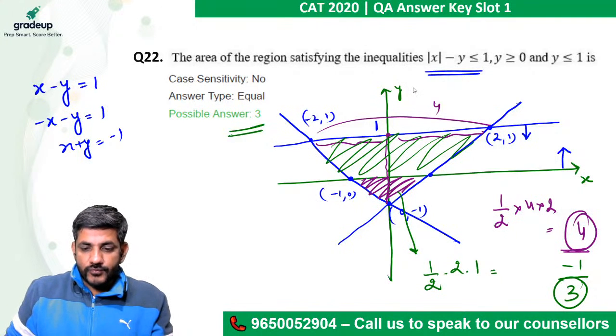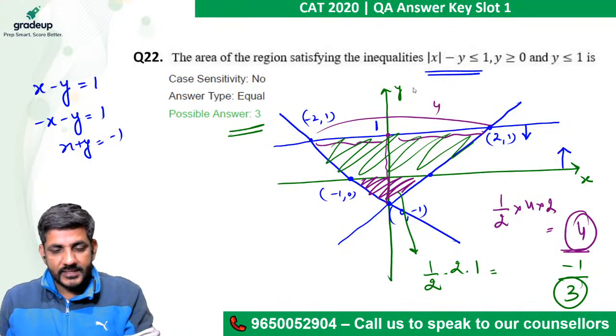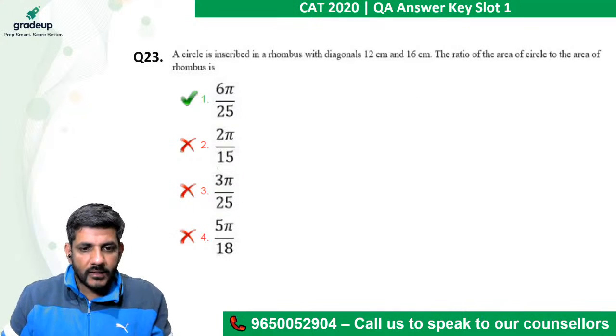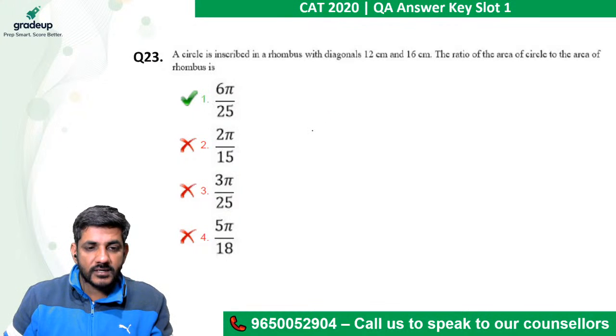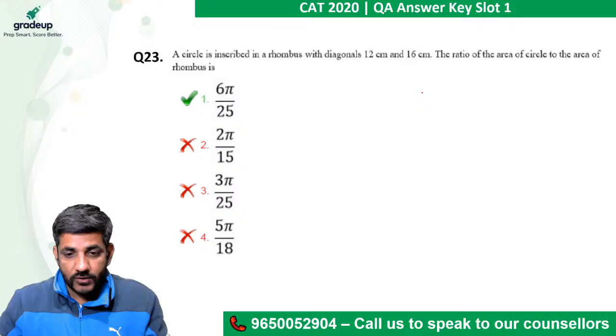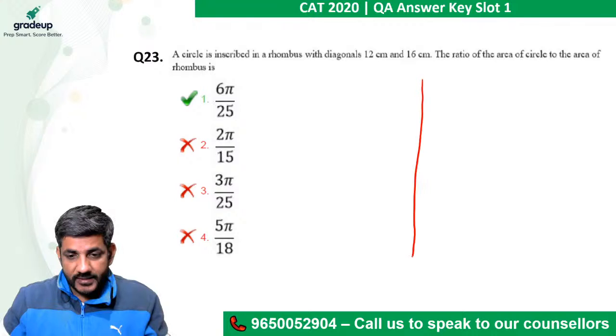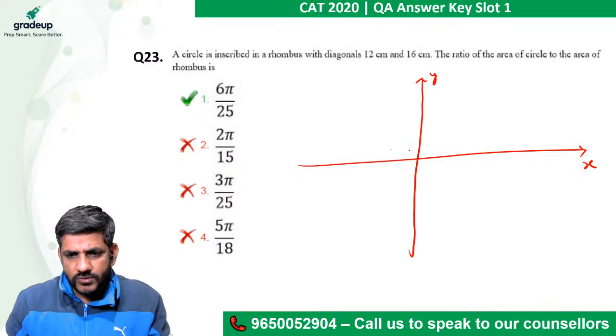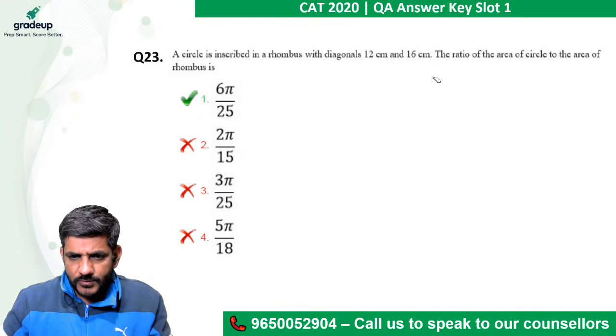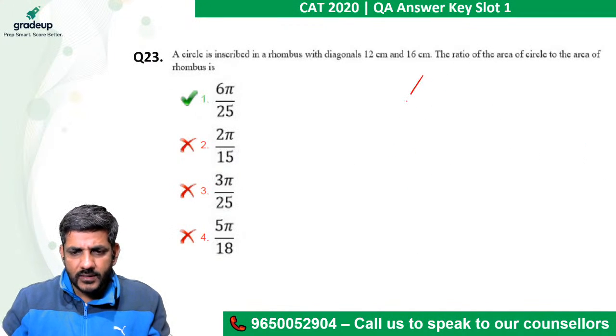Alright, so let's move forward now to question number 23. A circle is inscribed in a rhombus with diagonals 12 and 16. Find the ratio of the area of the circle to the area of the rhombus. So this is the y-axis, this is the x-axis. So a circle is inscribed. Oh, this was not needed. I'm sorry. This is not part of the question. We just have to make a rhombus.